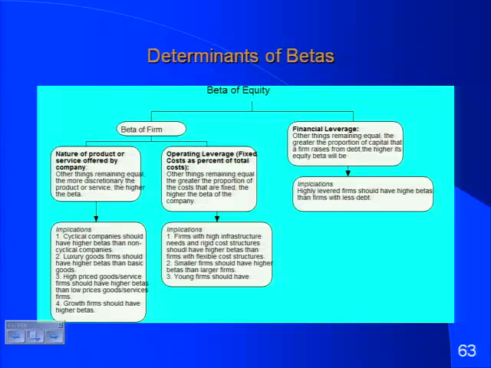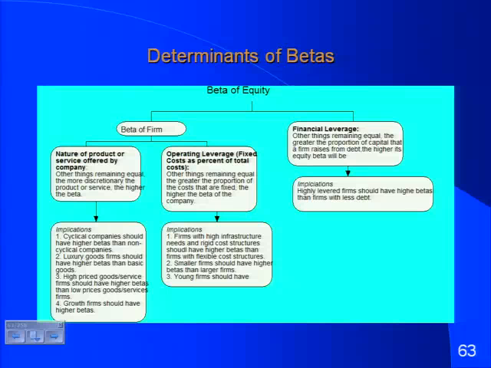Second, tell me something about how you run your business. The greater the proportion of your costs that are fixed costs, the higher your beta will be as a company. Do you see why? You have a lot of fixed costs. In good times, you make tons of money. In bad times, you lose tons of money. Everything gets magnified. So businesses that have lots of fixed costs, airlines, for instance, should have higher betas than businesses with low fixed costs.